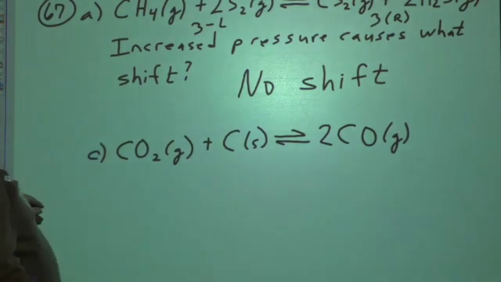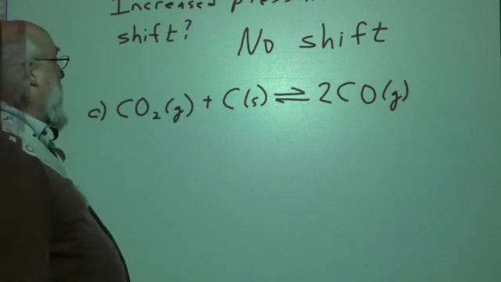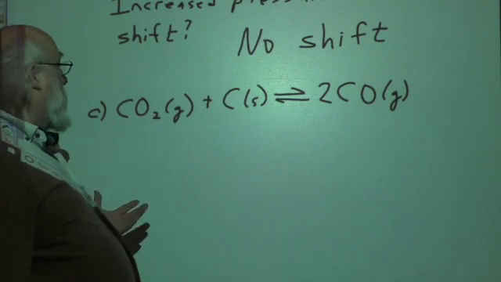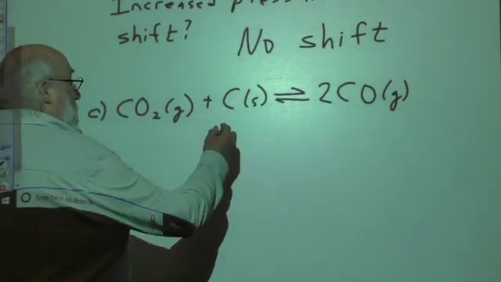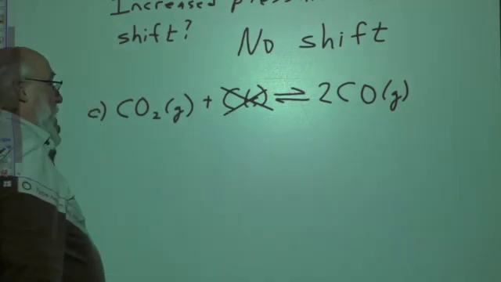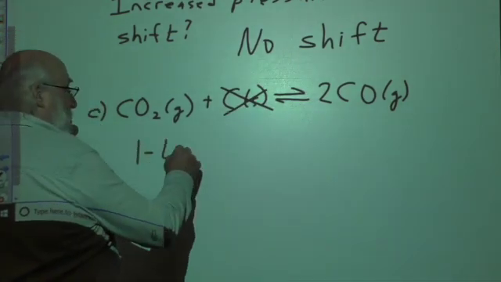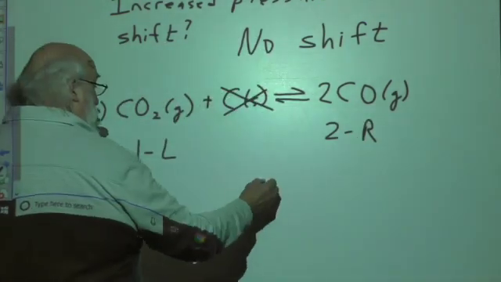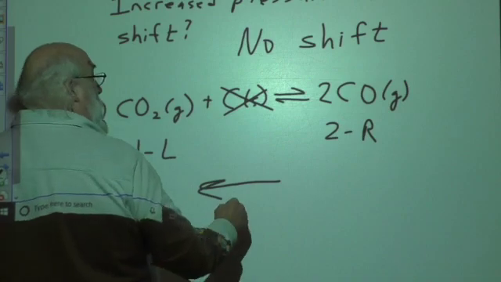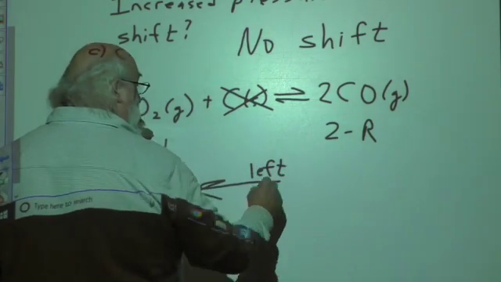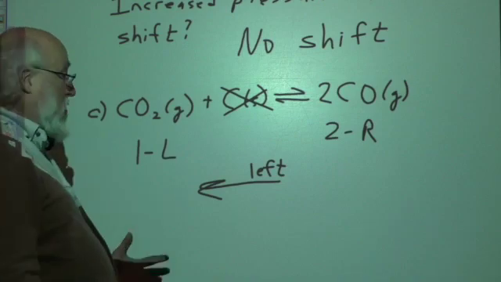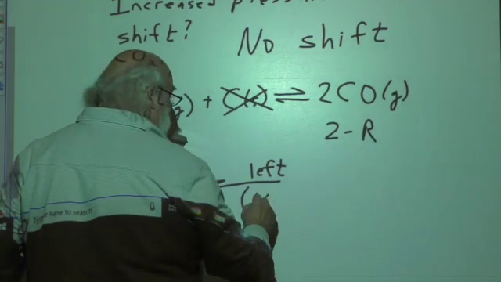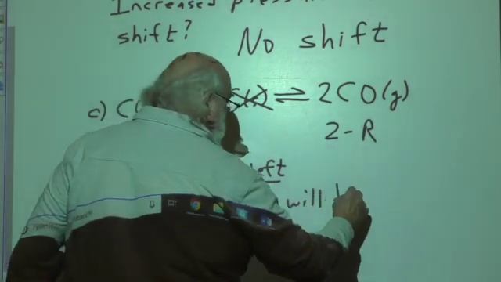Now, in part C of problem 67, it says, same thing, increased pressure is going to cause what to happen? Well, this is a solid. We don't even take that into account. We look only at the gases. So we got 1 on the left, 2 on the right. We got lower on the left. Increasing the pressure is going to shift towards the lower volume. So that means it's going to shift left. And there's your answer. And because it's going to the left, more denominator, less numerator, Kc will decrease.